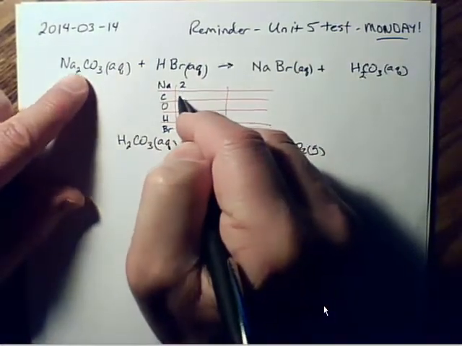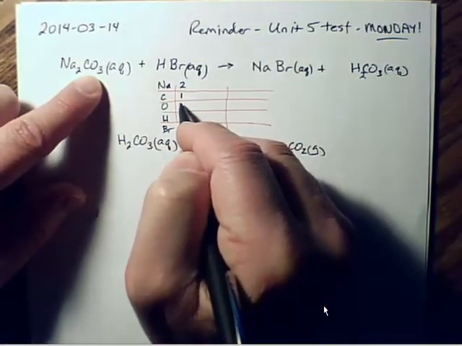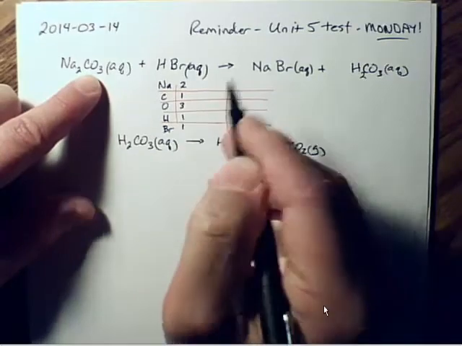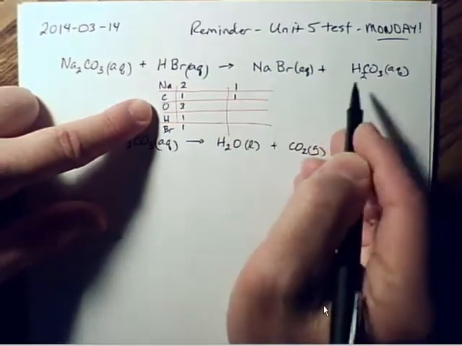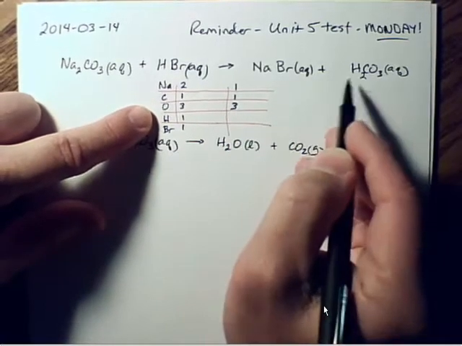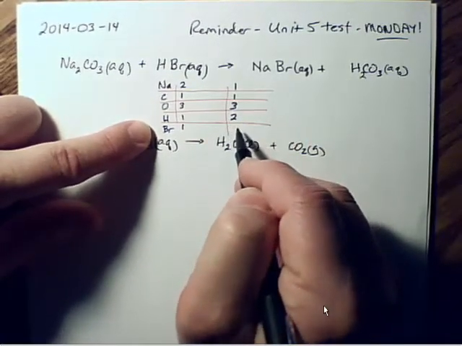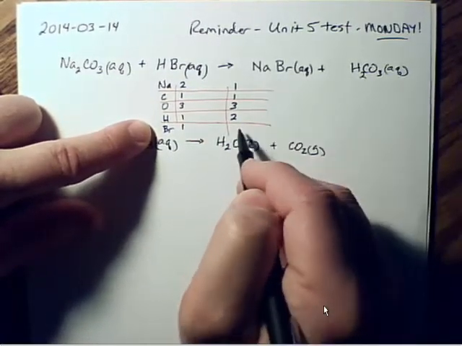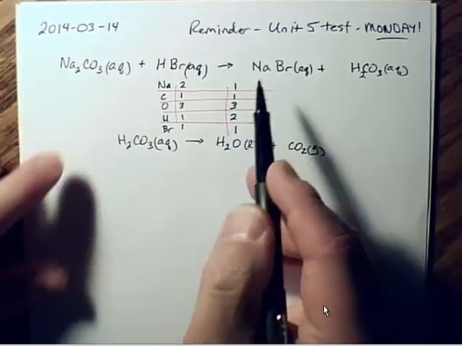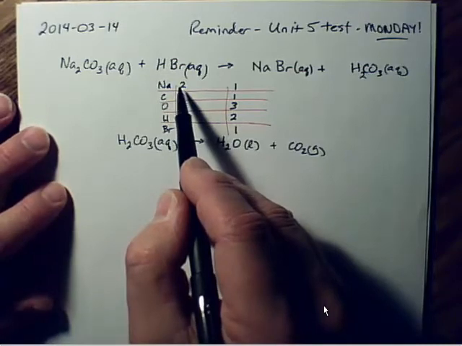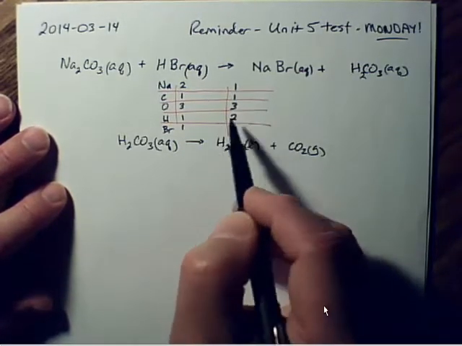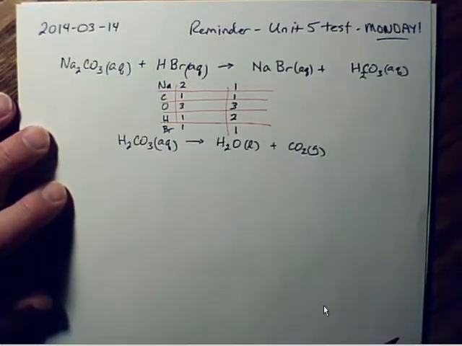I'm seeing 2 sodiums here, 1 carbon, 3 oxygens, 1 hydrogen, 1 bromine. On the other side, I've got 1 sodium, 1 carbon, 3 oxygens, 2 hydrogens, and 1 bromine. We want to save oxygen for last, hydrogen next to last. We want to balance the sodium first, because that's the only other element here that's not balanced.